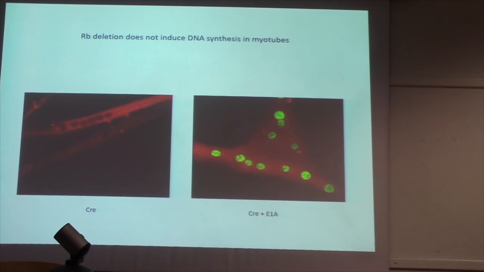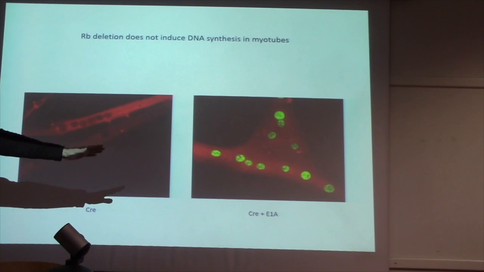Okay, so in this case, it was a matter of, first of all, experimental approach. We have to find a way to create a meaningful positive control, and then of experimental design. So first, we expose these myotubes to Cre, let them eliminate RB exactly in parallel as this one, and then we do one further infection with E1A and determine whether they can or not incorporate BrdU. This is the way the experiment is done.